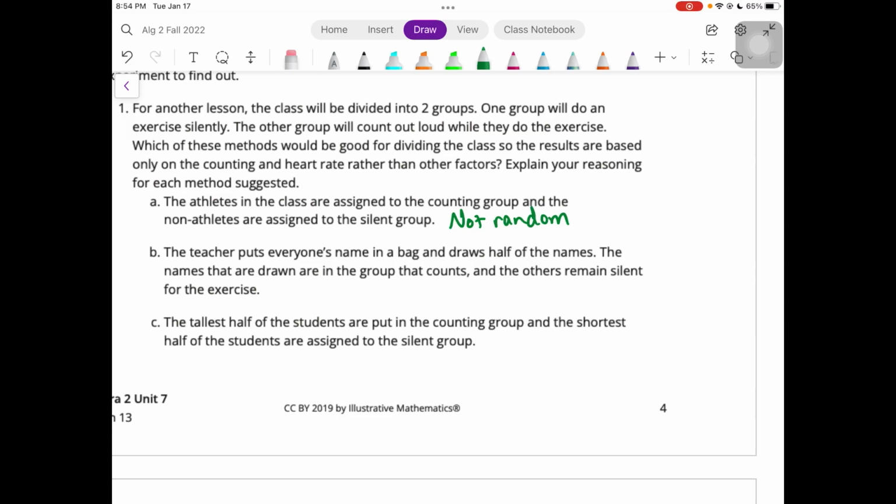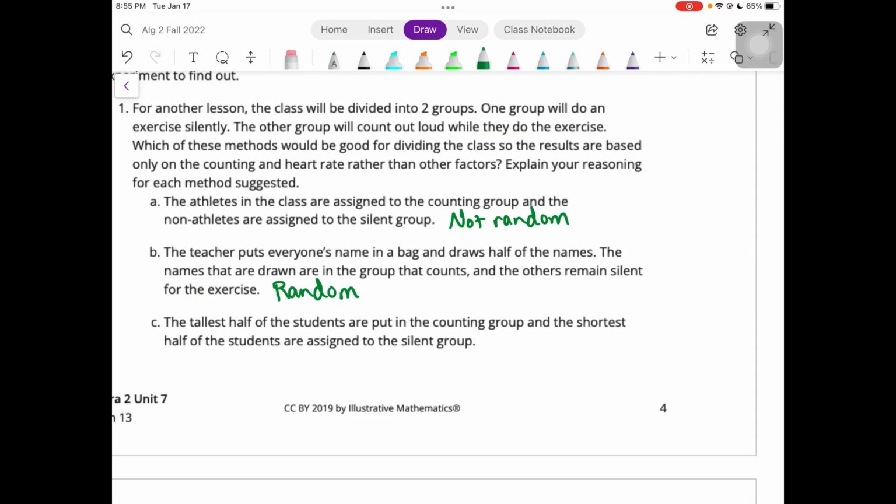The teacher puts everyone's name in a bag and draws half of the names. The names that are drawn are in the group that counts, and the others remain silent for the exercise. That one is random. And everybody has the same chance of being selected. So that's not a bad idea.